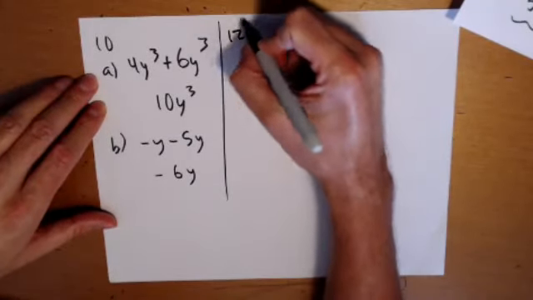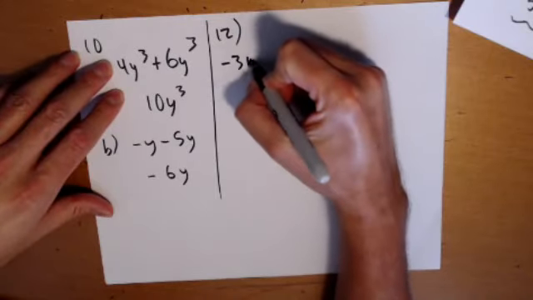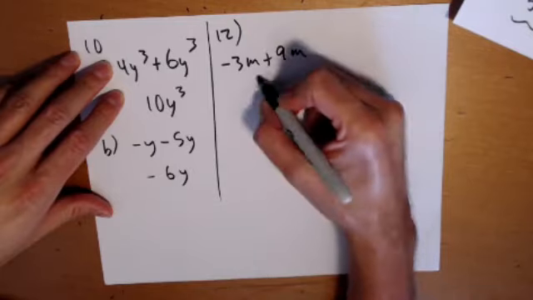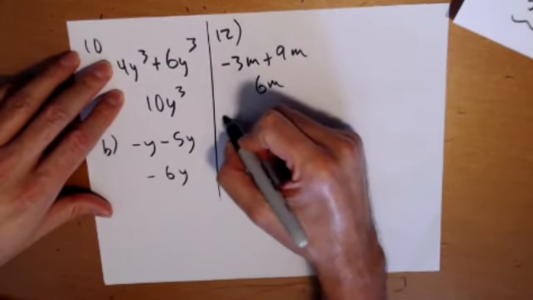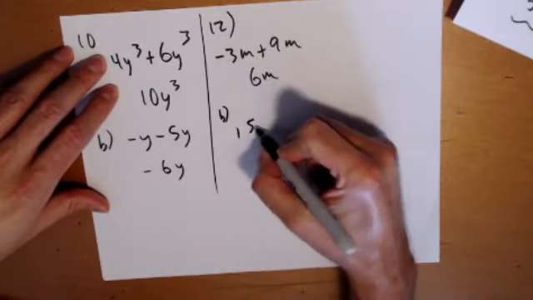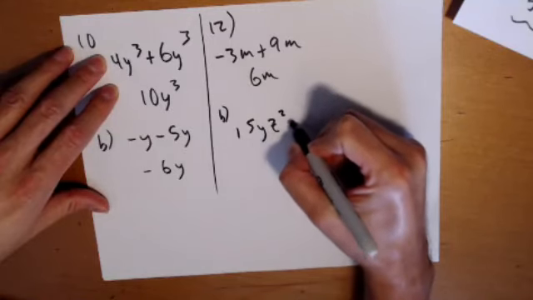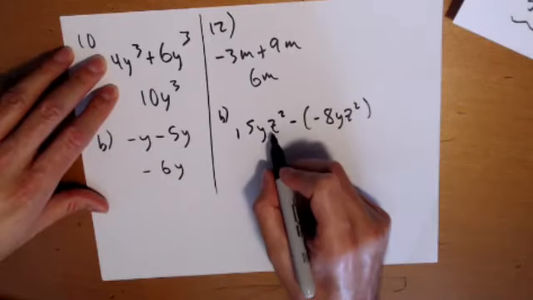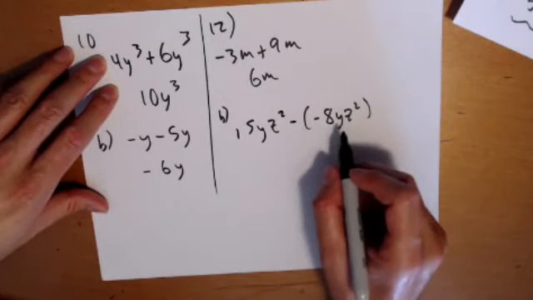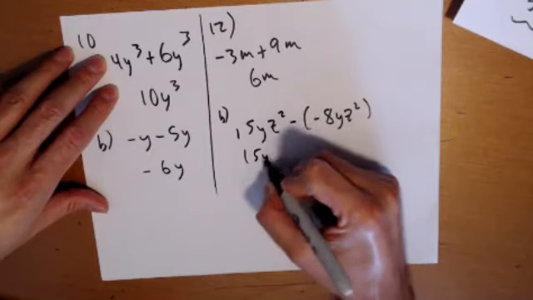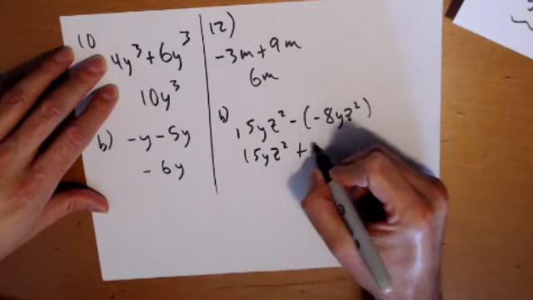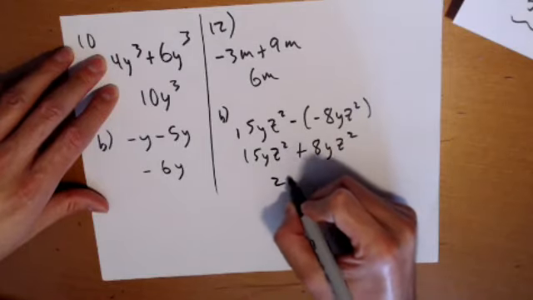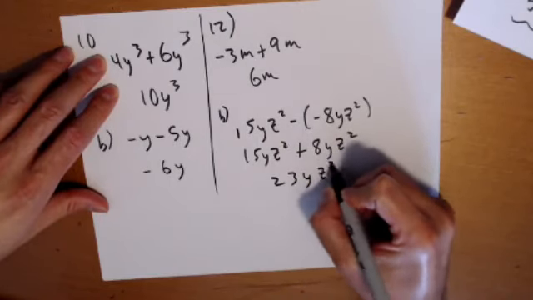Let's just do 12 since we're here. Negative 3m plus 9m. Combine like terms. Negative 3m's, 9m's, that's 6 of them. Part B, we have 15 of these weird yz squared thingies minus negative 8 of these weird yz squared things. Yz squared, so they're the same thing. So you have 15 yz squared, negative negative plus 8yz squared, 15 of them, 8 of them, so that's going to give us 23 of them, yz squared.